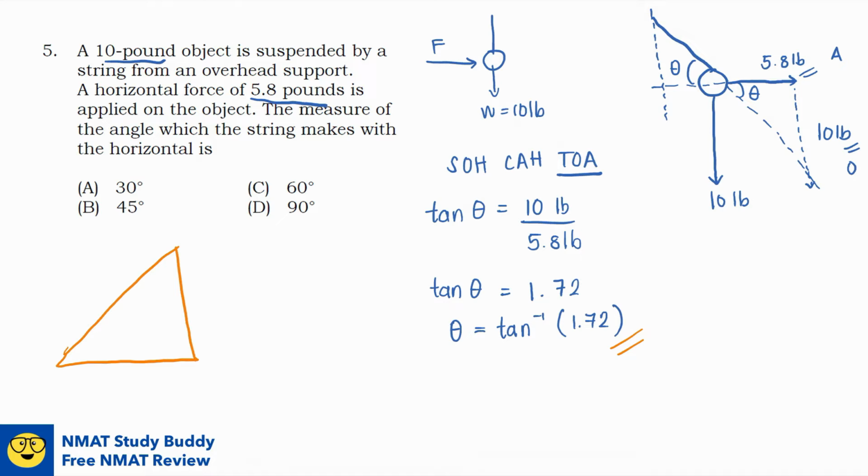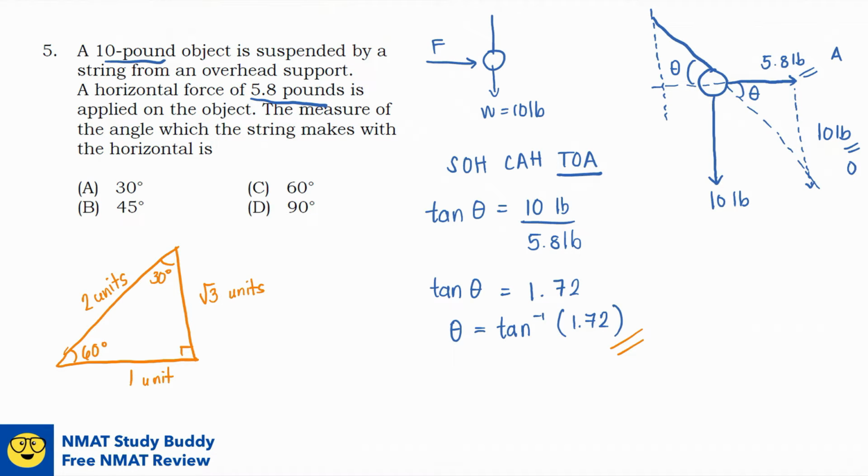Yung gagamitin natin is yung 30, 60 right triangle. Yung units ng opposite side ng 30 degrees is 1. So, meron siyang 1 unit. And then, yung opposite side naman ng 60 degrees, merong square root of 3 units. And then, yung sa hypotenuse, meron siyang 2 units.